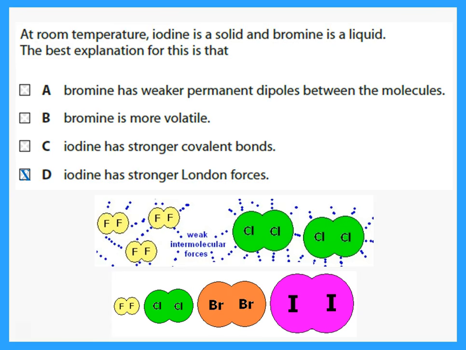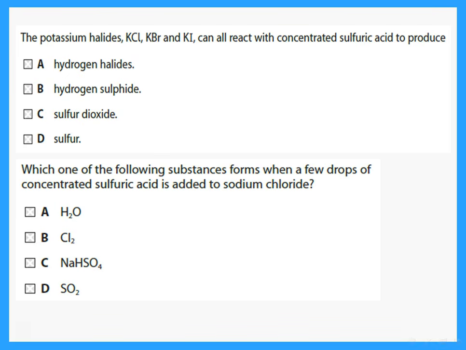Remember, they don't have permanent dipoles at all. Okay, and we don't say it's because bromine is more volatile. That's wrong. He's asking why one is solid and the other liquid. So it is because iodine has stronger London forces.